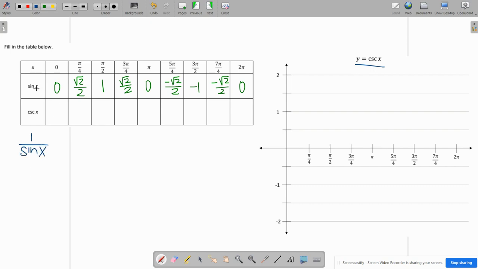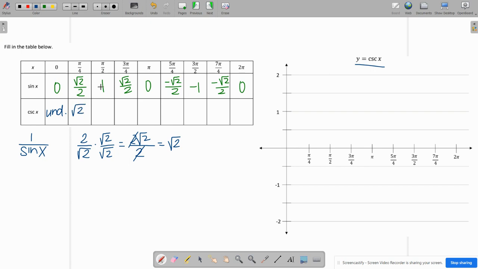sine of x. So if the sine of 0 is 0, then that means the reciprocal of 0 is 1 over 0 or undefined. So that means the cosecant of 0 is undefined. The sine of pi over 4 was root 2 over 2. Therefore, the cosecant of pi over 4 is the reciprocal of root 2 over 2. So 2 over root 2, which then we would rationalize our denominator. Multiplying across, we would have 2 root 2 over root 2 times root 2 is 2. 2 over 2 simplifies to 1, and therefore it is square root of 2. So the cosecant of pi over 4 is the square root of 2.